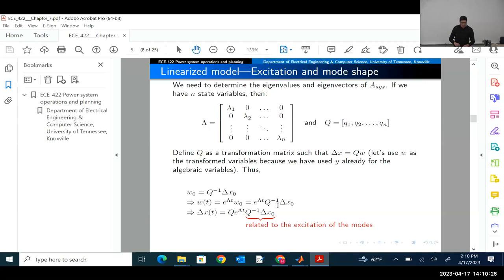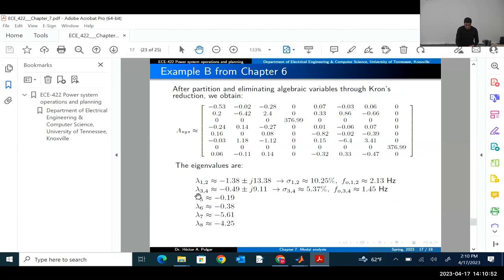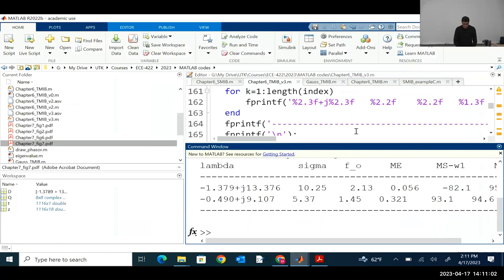The magnitude of each term in this vector should give us the amount that the mode has been excited. Some terms will be small, the mode has not been excited, right? Some terms are large, the mode has been excited. What are we going to expect in this case? Well, we're going to expect that mode 3, 4 has been excited, and that should show in the vector. So let's do it. To do this, I haven't worked on the code on this.